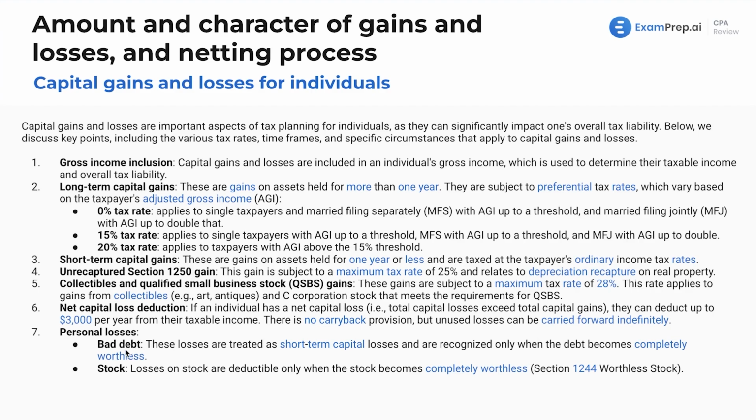Personal losses for bad debt. These losses are treated as short-term capital losses and are recognized only when the debt becomes completely worthless. So if you make a non-business loan to someone, that would be the case here. And stock, losses on stock are deductible only when the stock becomes completely worthless, such as a Section 1244 worthless stock. And again, we will see these in their varying importance through questions and get you familiar with them as you need to be.